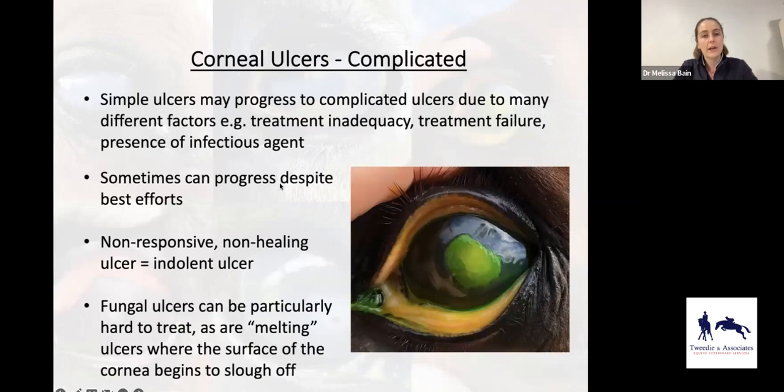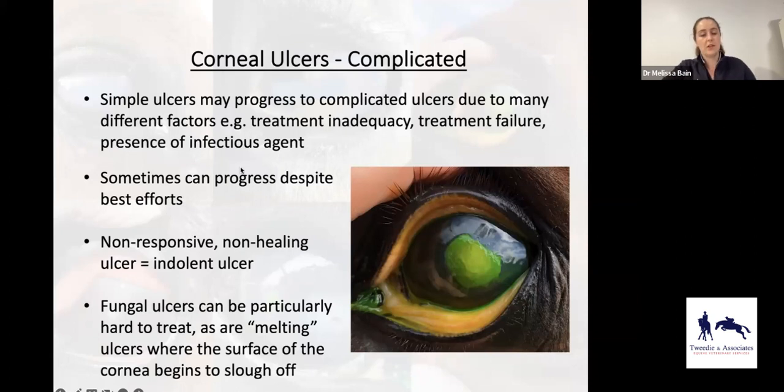So the complicated ulcers can progress from simple ulcers, and this can be due to many different factors. Sometimes it's that the treatment's not being done frequently enough, that the bacteria is not sensitive to the treatment that we use. And sometimes we just get a really nasty bug. In particular, when we get those fungal infections, they don't respond to conventional antibiotics. So that's when we can get into a bit of grief.